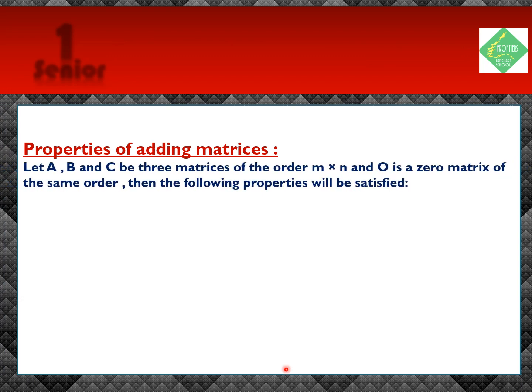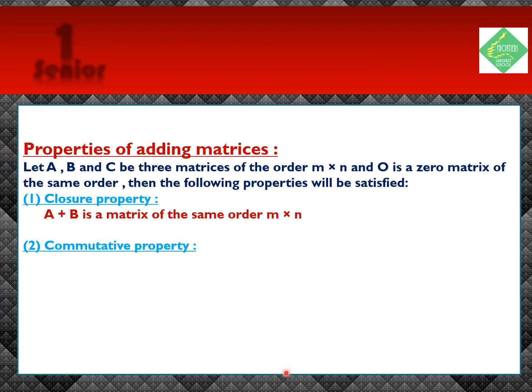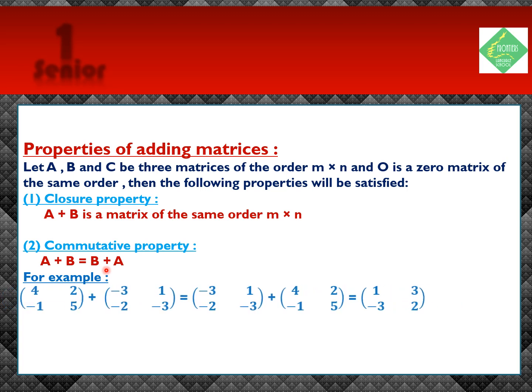Properties of adding. Number 1, closure property. A plus B is a matrix of the same order. They must have the same order. Commutative property. A plus B equals B plus A. Whatever matrix you start with, you will get the same result.